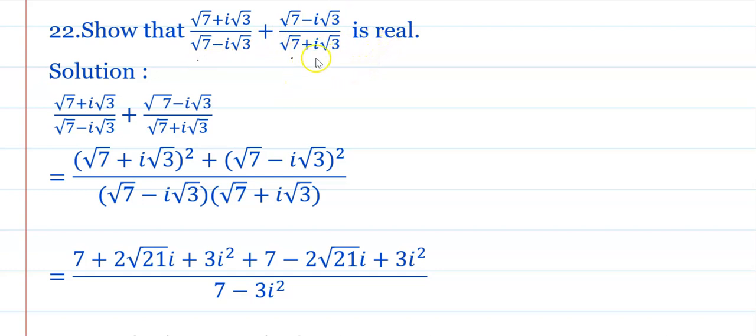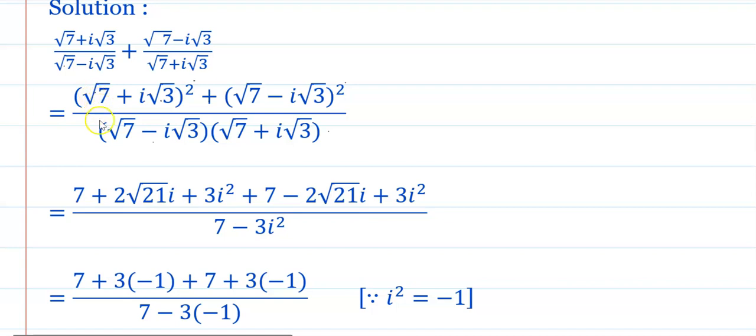Okay. Normally, from the denominator of both terms we can make the cross multiplication. (Root 7 plus i root 3) bracket square plus (root 7 minus i root 3) bracket square upon (root 7 minus i root 3) into (root 7 plus i root 3). Now the expansion of this. Root 7 plus i root 3 bracket square. Root 7 square means what? 7. 2 into root 7 into root 3 i. Next, root 7 into root 3 means what? The root of 21. And hence 2 root of 21 i.